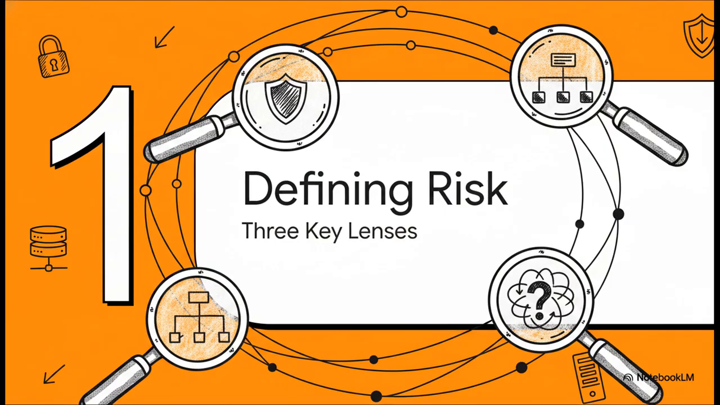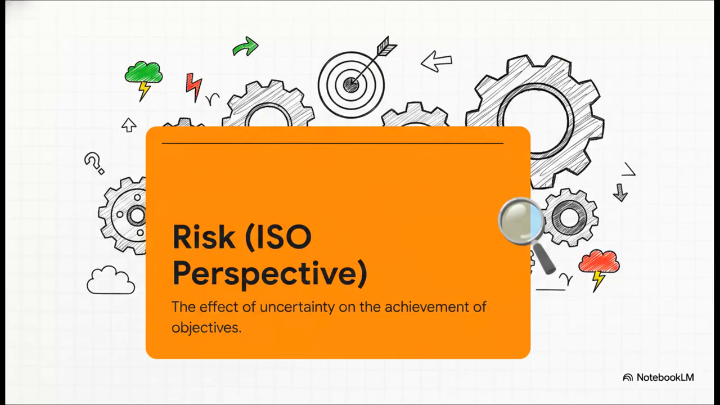The first thing you've got to understand is that risk isn't just one simple thing. Different frameworks look at it through totally different lenses, and each one gives us a unique and really valuable perspective. First up, we have the view from ISO, the International Organization for Standardization. Now, they take this really high-level strategic view. They see risk as anything, and I mean anything, good or bad, that creates uncertainty around a company hitting its goals. So it's not just about tech, it's about the entire business.